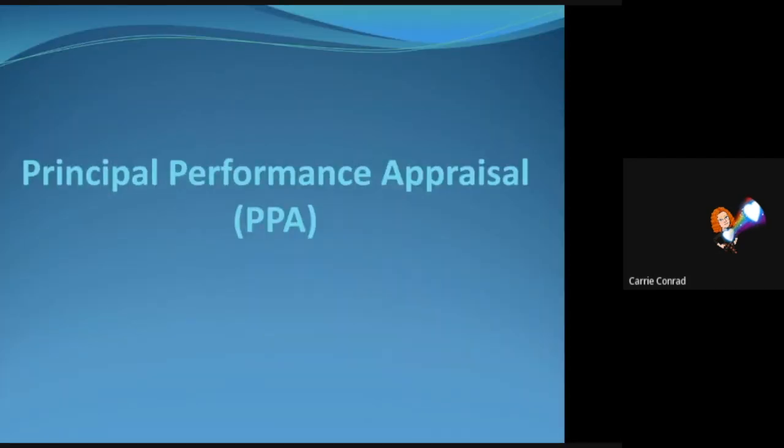Then we talk about our principal performance appraisal, because as wonderful as all of our leaders are, it's important that there's a structured process in place to provide that feedback to ensure that our principals and our vice principals are progressing through their careers and growing as leaders, and that there's an appropriate framework to ensure.